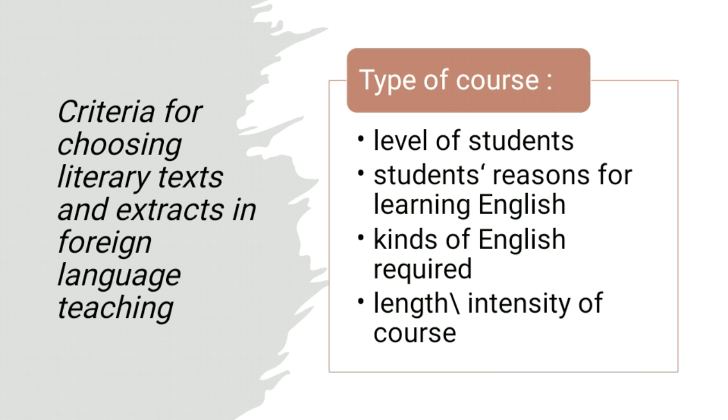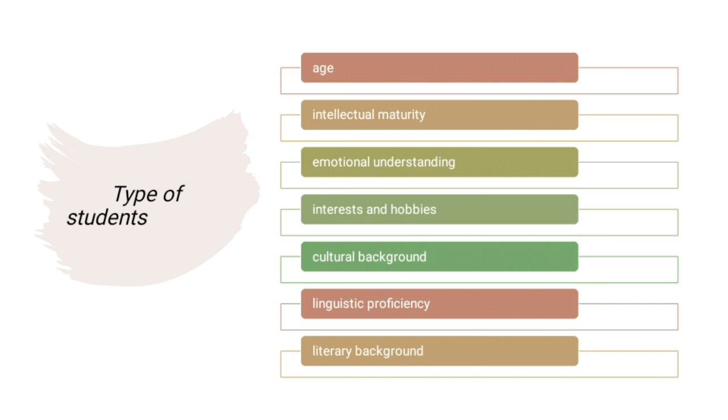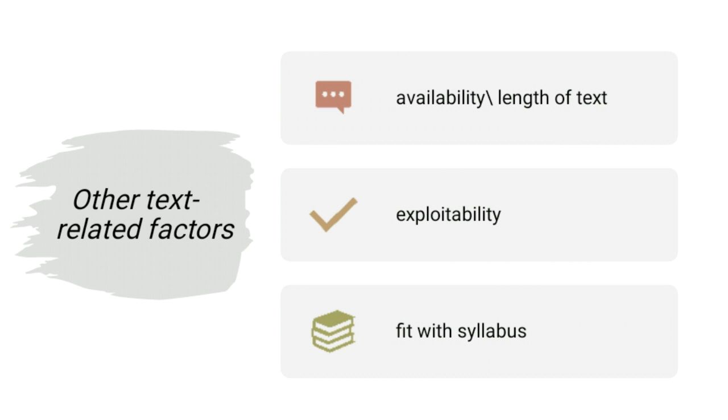Okay. Next, criteria for choosing literary text and extract in foreign language teaching. There are 3 types. The first type, of course, is the level of student: reason for learning English, kind of English required, and length or intensity of course. And the second type, of student, there are 8: intellectual maturity, emotional understanding, interests and hobbies, cultural background, linguistic proficiency, and literary background. And the next, other text-related factors. The first, availability or length of text. And the second, exploitability, and the last, fit with syllabus.